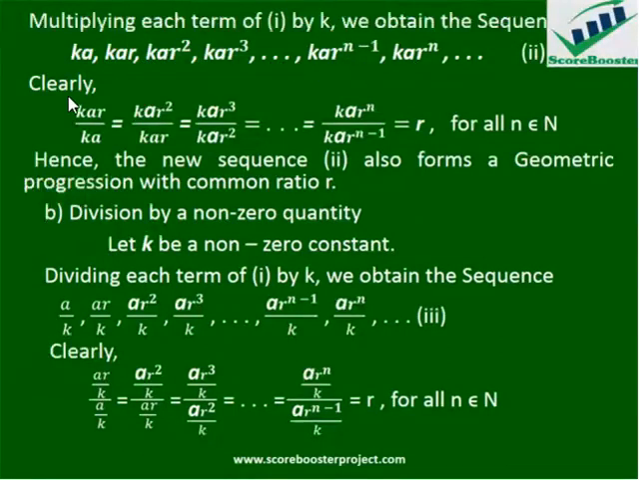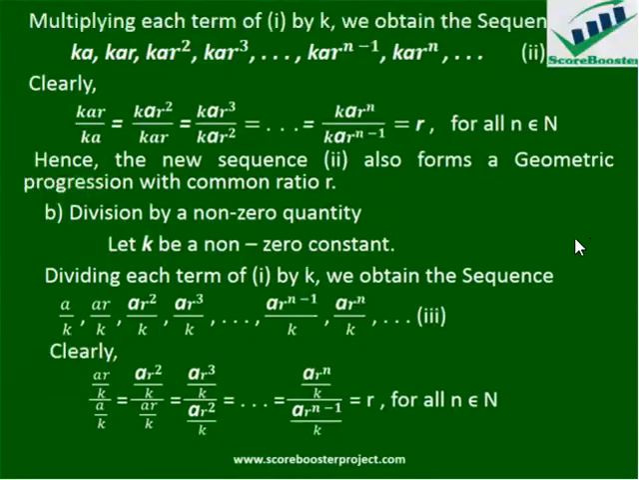So clearly we know that kar over ka will give r, kar squared divided by kar will also give r, up to kar raised to the power n divided by kar raised to the power n minus 1 will give r. Since it has a unique common ratio, therefore the new sequence 2 also forms a geometric progression with common ratio r. For example, if you have 6, 18, 54, 162 and so on, this is a geometric progression with its common ratio as 3.